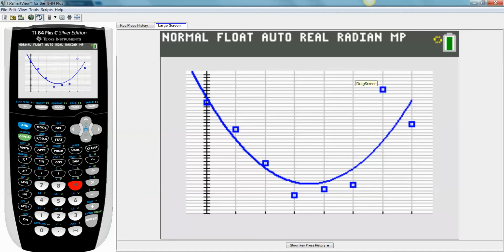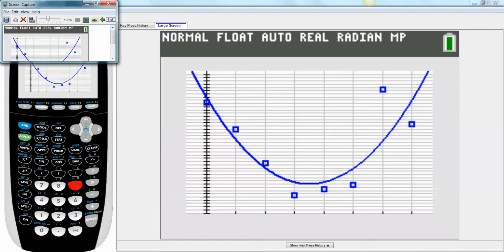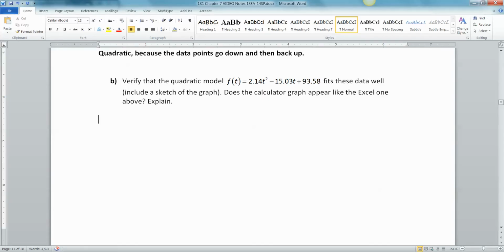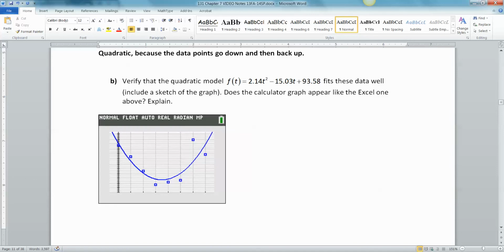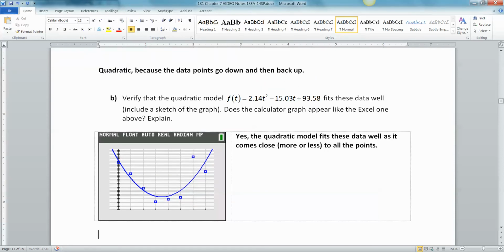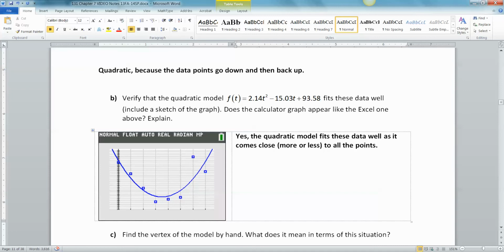And there's the curve. And the points are doing okay at coming close to the curve, so you can kind of copy that or draw a picture of it. That's what you'd be doing on your paper. And you'd be saying the points do a decent-ish job of coming close to the curve. So let me write that out. There we go. So the quadratic model does a pretty decent job because it's coming close more or less to all the points. And you should draw a little picture for yourself and put it on there. Something like this of what your screen looks like.